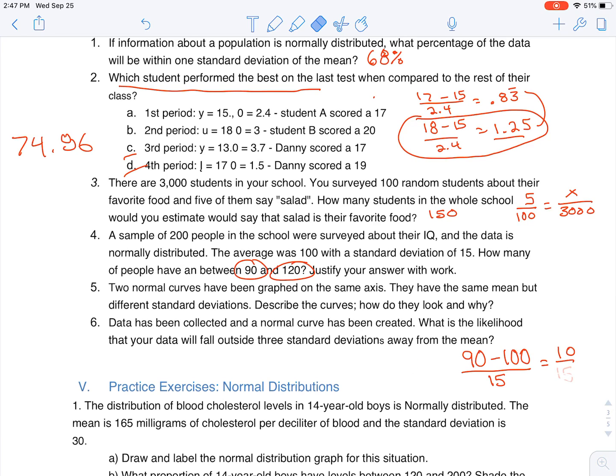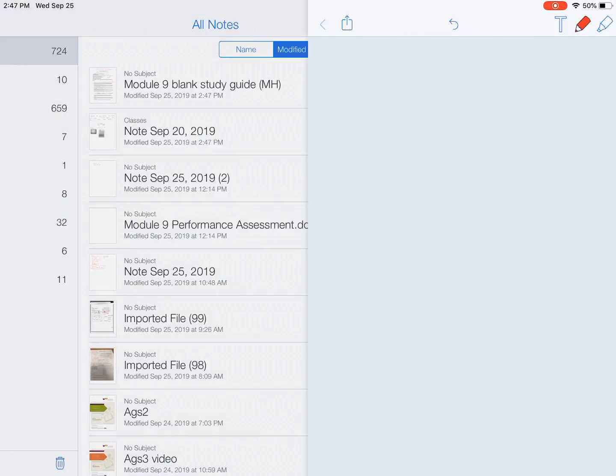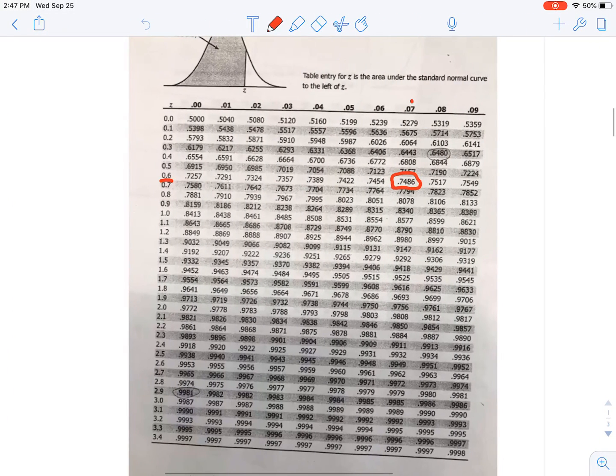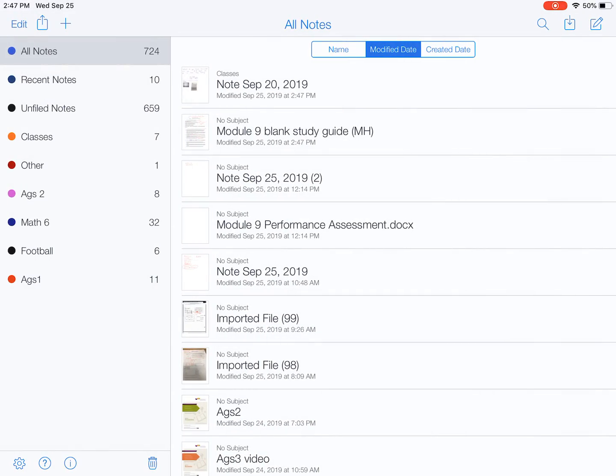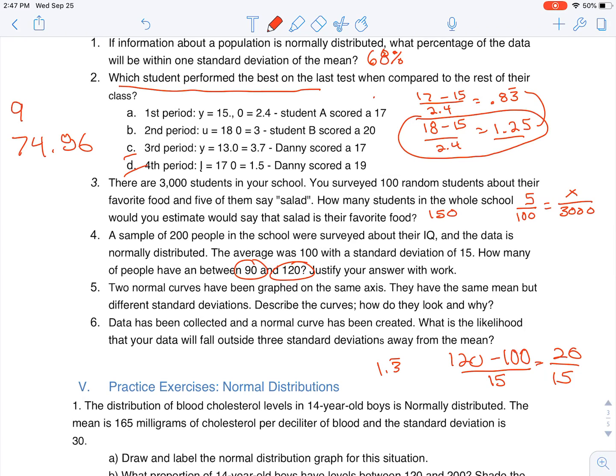So I'm going to go down here and I'm going to plug in 120, which is going to give me 20 over 15, which is, let's see, 1 and 5, which gives me 1.3 repeating. So I go back to my z-score sheet, and this time I locate 1.3, which is right here, which you can see is 90.82%.